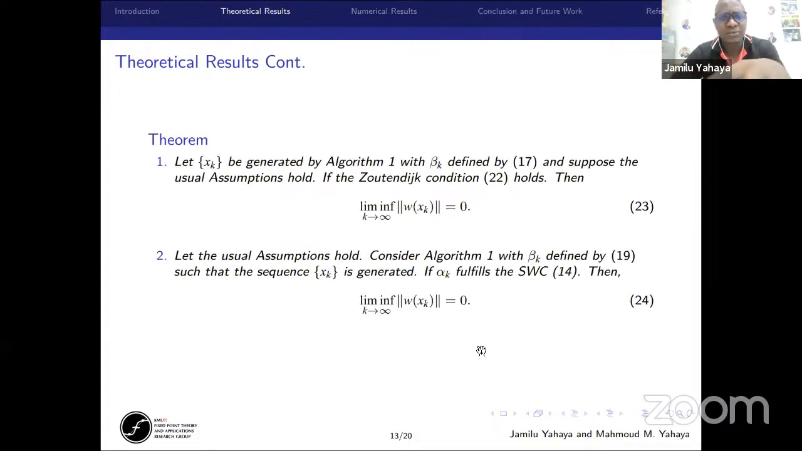So in the first theorem, we use the Zoutendijk condition in ensuring the global convergence, while in the second one we use what we call Property Star, because in the HS, as in the classical sense stated by Gilbert and Nocedal in 1992, one can use Property Star in order to show the global convergence of the PRP type, that is PRP, HS, and LS.